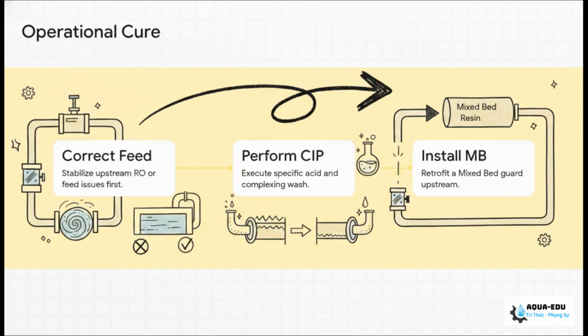First, you absolutely must correct the upstream RO or feed issue. Seriously, do not clean the EDI until the feed water is perfectly stabilized. Otherwise, you're just going to scale it all over again tomorrow. Second, you execute a highly specific clean in place, or CIP, acid and complexing wash to strip the scale out. Always strictly follow your manufacturer's specs for this. And third, to make sure this nightmare doesn't happen again, retrofit a mixed bed guard upstream.